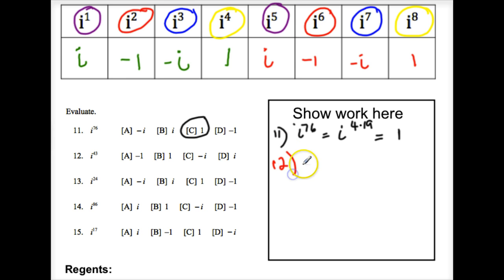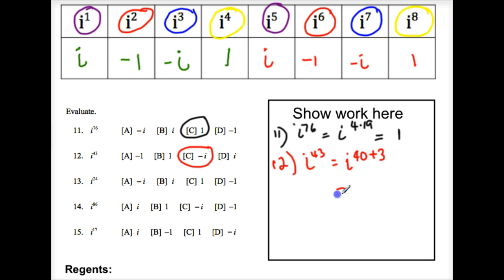12. i to the 43rd power. If you check 43 divided by 4, it comes up to 10 point something something something. So we know this is actually going to be 40 plus 3. Why is it 40? Because 10 times 4 is 40. So it's going to be 40, which is going to be right here, and then 3 more. Where is that 3 extra? It's going to be a -i, which is choice C.